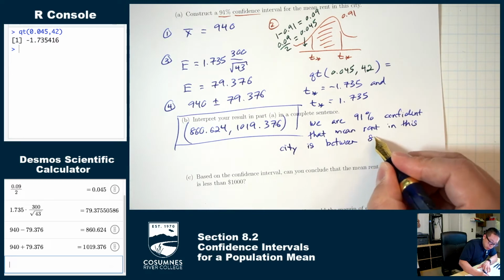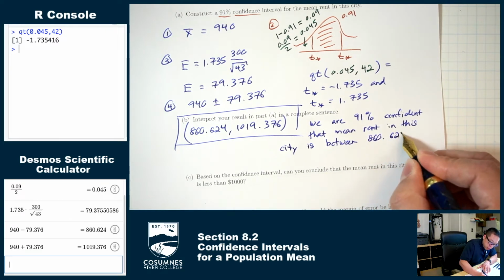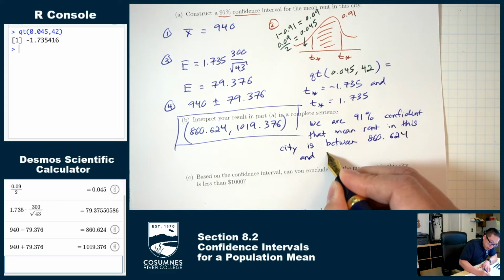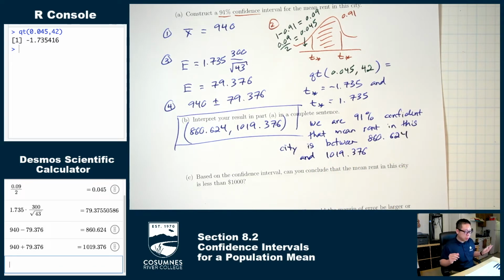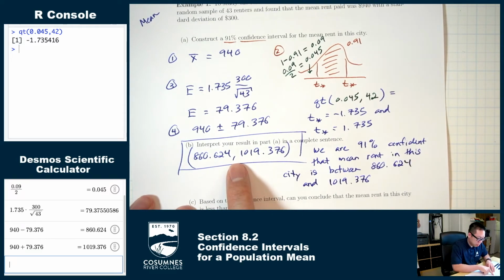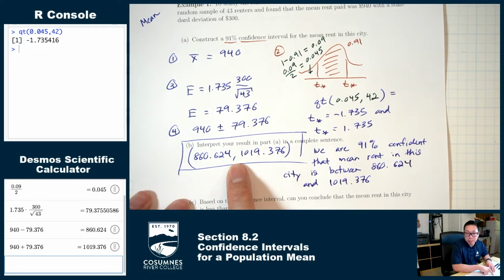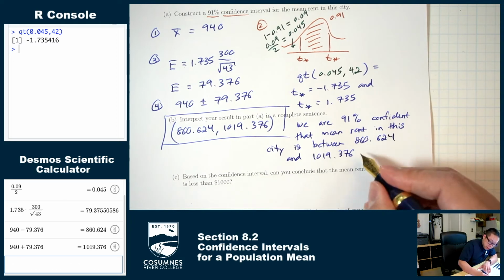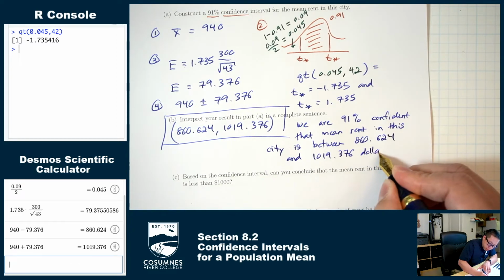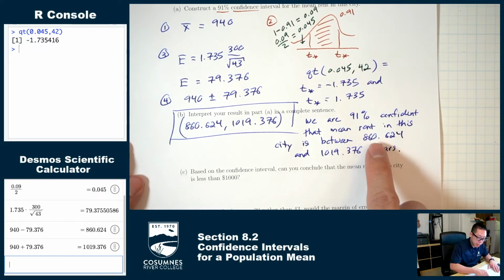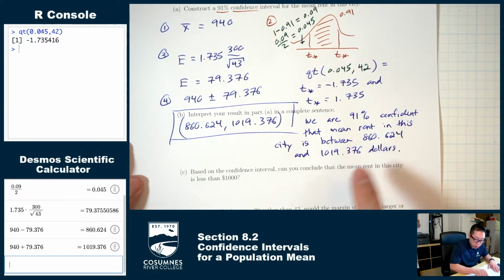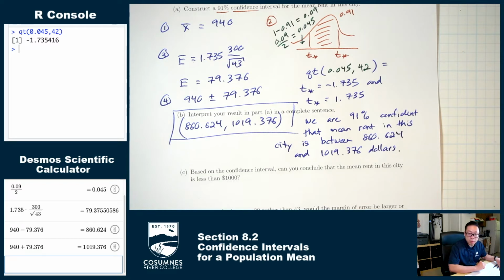So between 860.624 and 1019.376. And what are these supposed to be? These are supposed to be rent, right? So these are actually dollars. Even though we didn't ask everybody, what we're saying here is that if we were able to ask everybody, the mean rent would be somewhere between $860.64 and $1,019.376.